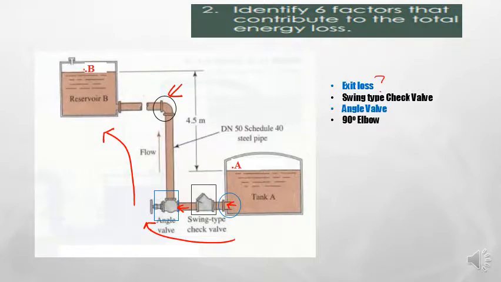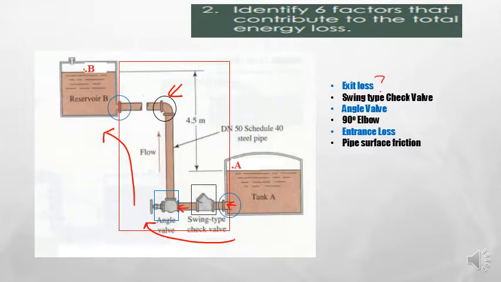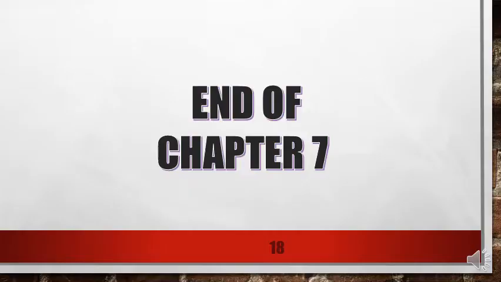Before it enters reservoir B, it has entrance loss. Here is the point where we have the entrance loss. And lastly, the surface friction which occurs along the piping system. From this point to this point along here, it has pipe surface friction. That's it. So we come to the end of this chapter 7. Thank you very much. See you again.